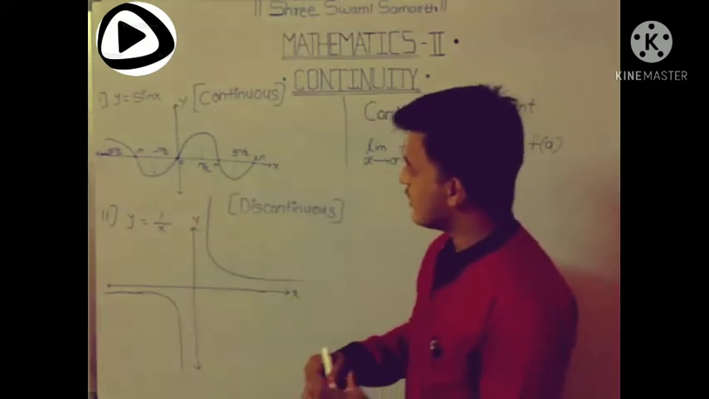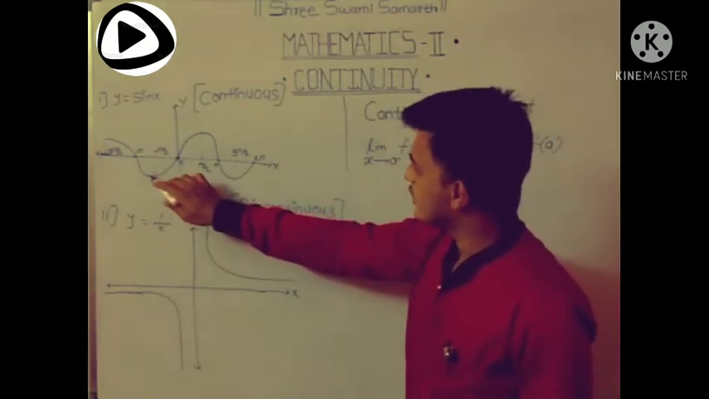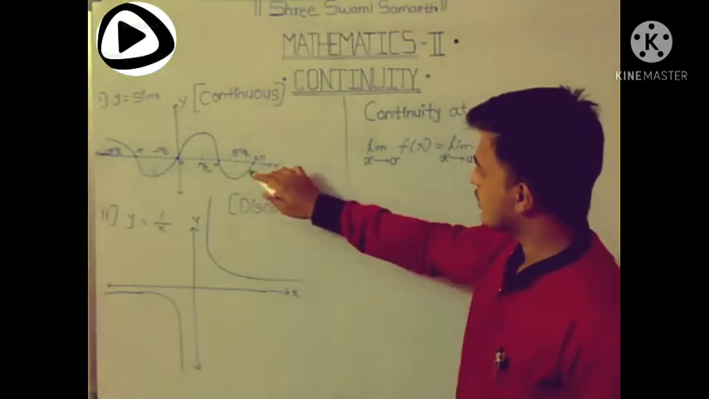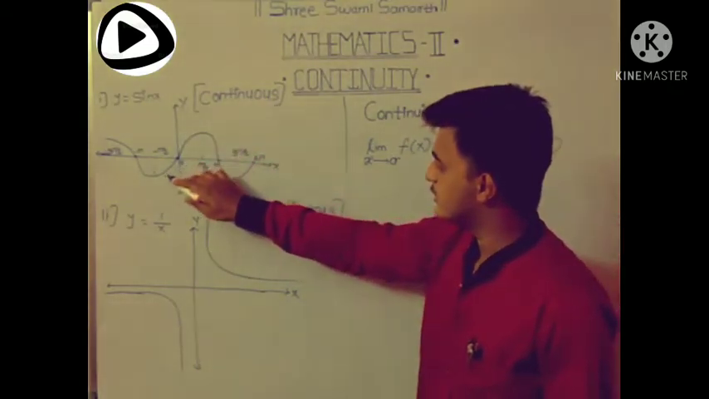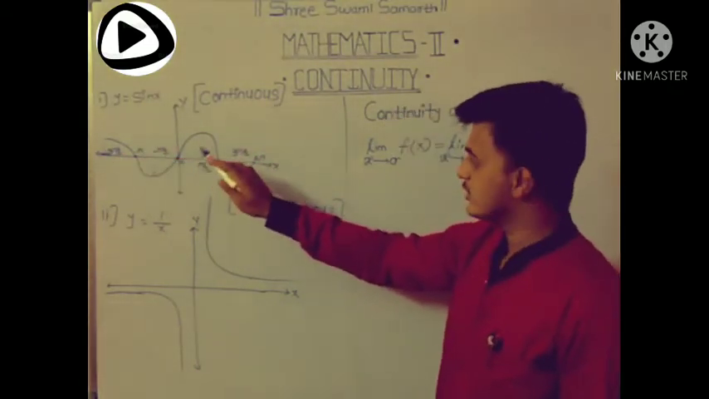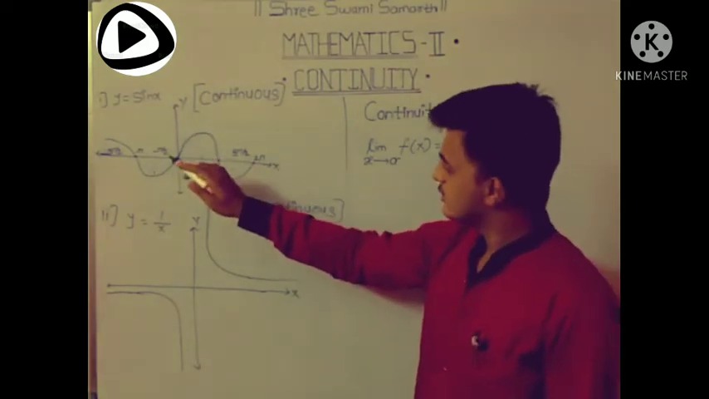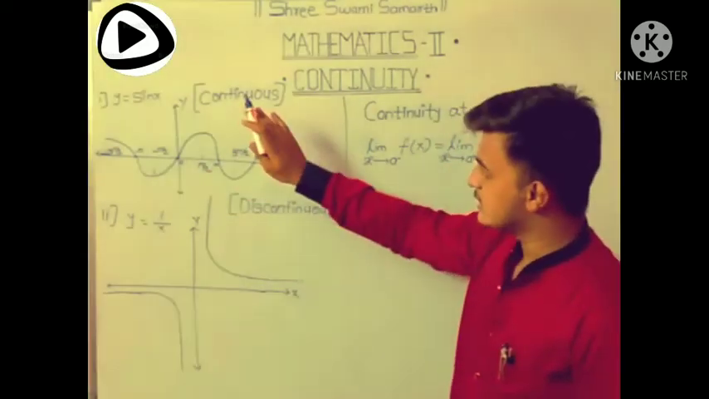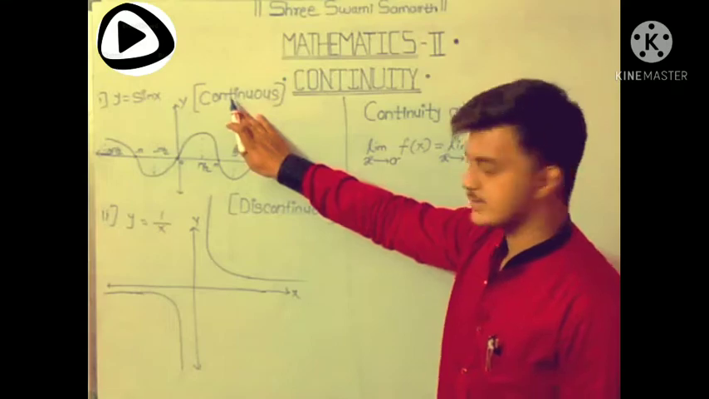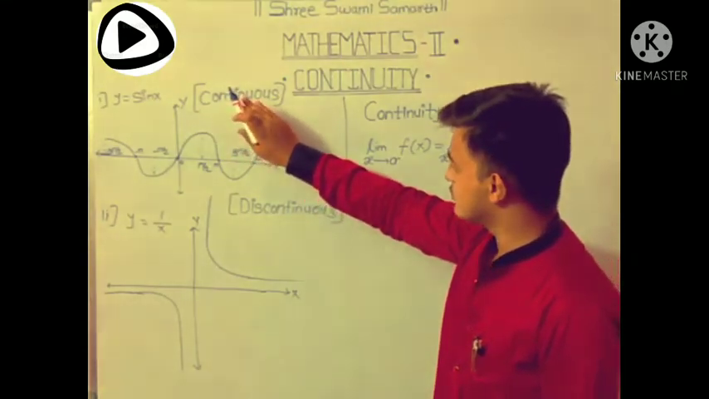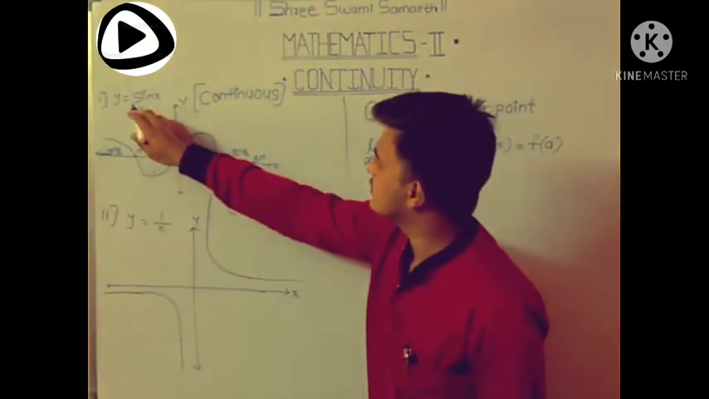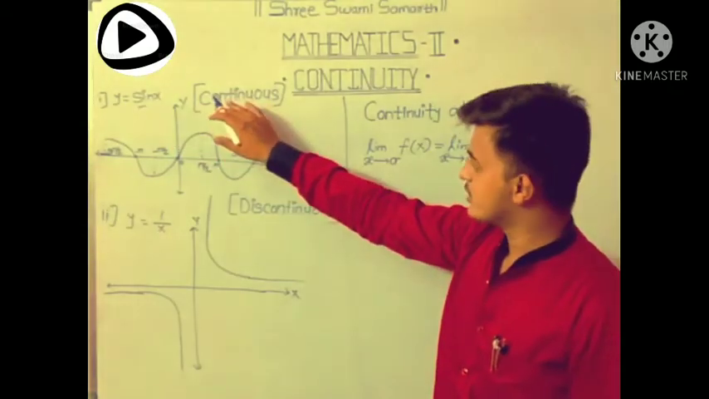So this is the graph which is going continuously up and down. There is a pattern, but it is going continuously, it is not breaking at a point. So this will be your example of continuous. This y is equal to sin x will be called a continuous function.